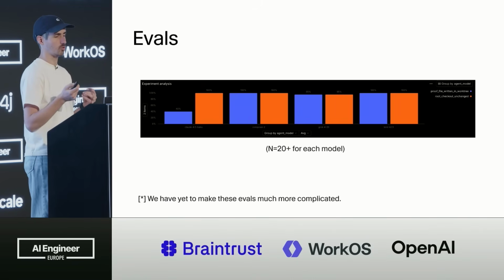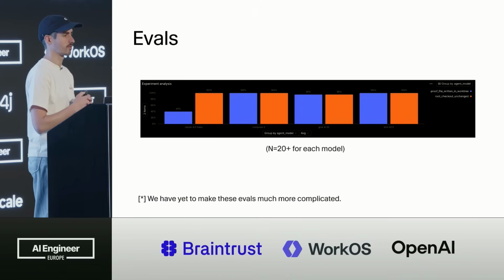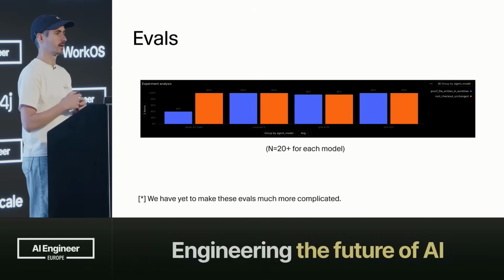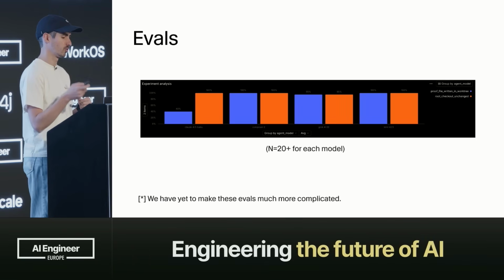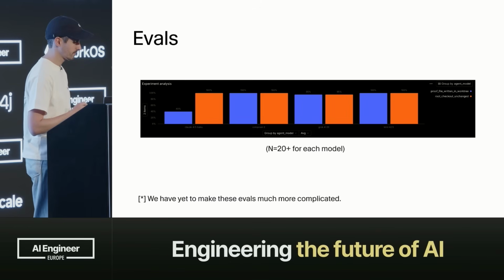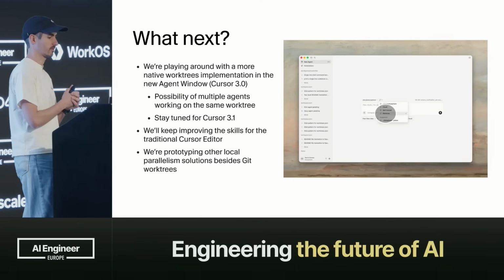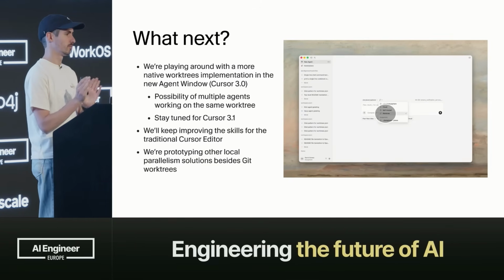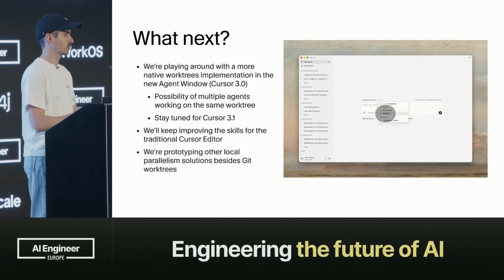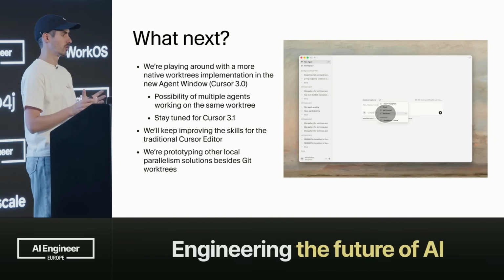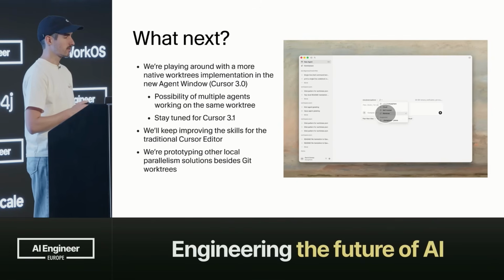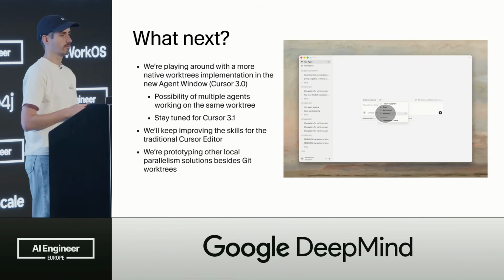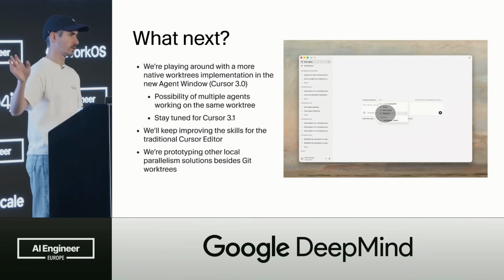And then another thing we can do is have better system reminders to the models, instructing them to stay on track and to not deviate from the work tree that they are supposed to be working in. OK, so what's next? The first thing is we're actually going to take a small step back here, and we're actually going to have a much more complete and native WorkTrees implementation in the new Cursor agent window.